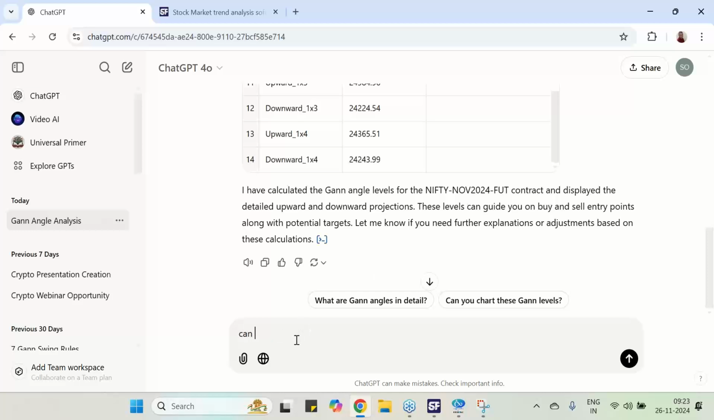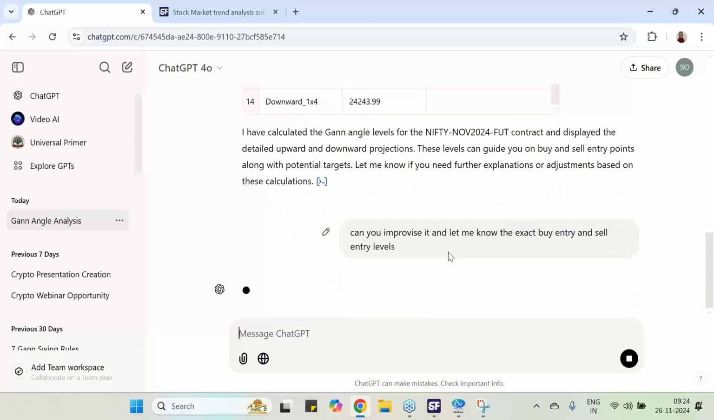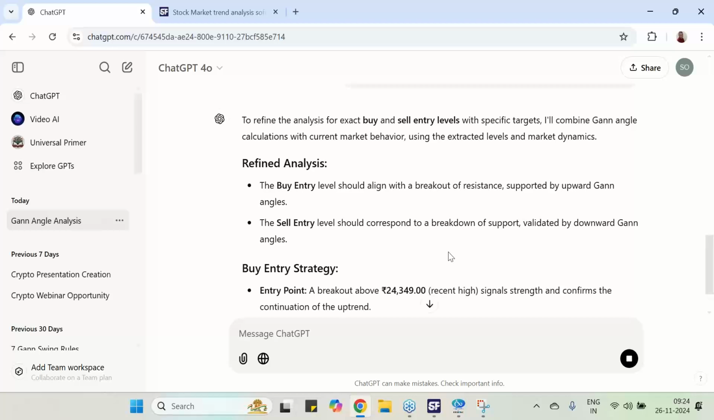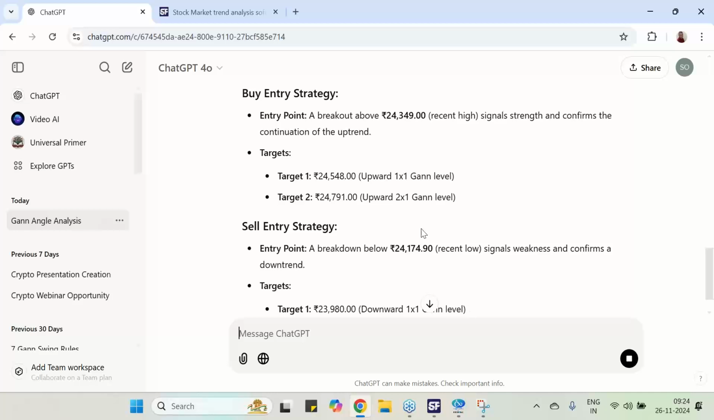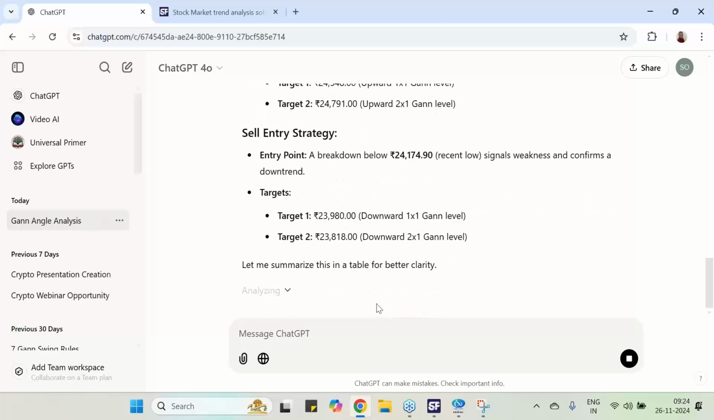So I'll further refine it. Can you improvise it and let me know the exact buy entry and sell entry levels? So I am asking for buy entry levels, sell entry levels. So these are the entry points. So these are the things it is telling. So target 1, target 2, entry points. See what happens here. You can see what it is giving.